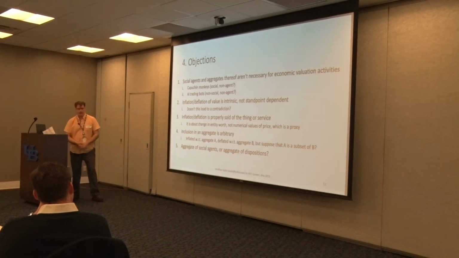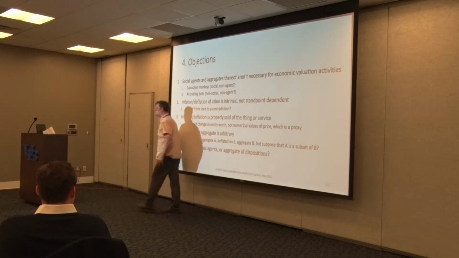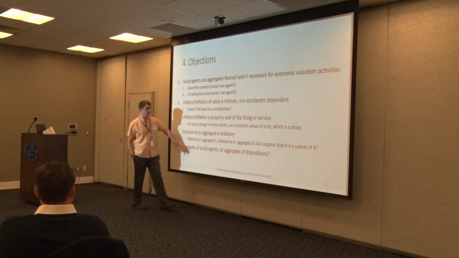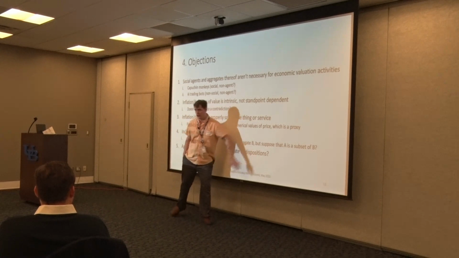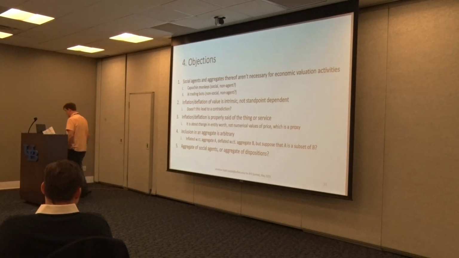And for 5, aggregates of social agents or aggregates of dispositions. I actually don't know whether this distinction matters. If we need to talk about the aggregates of agents that are disposed in a certain way versus aggregates of dispositions, what are we exactly measuring? What actually is going to be the change?